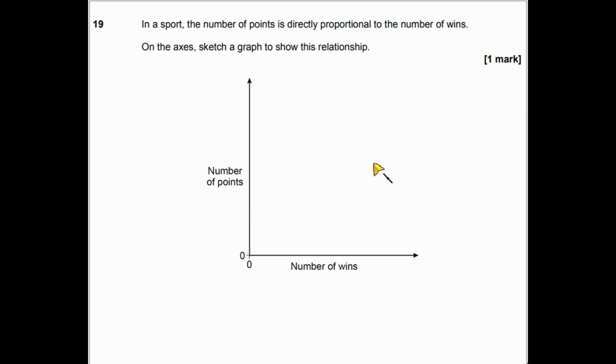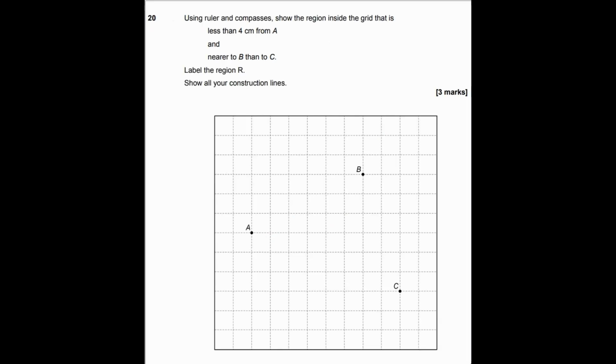Therefore, we do not know what the gradient of the line is going to be. All we know is that if you have no wins, you have no points. And if you get some wins, you get some points. And the more wins, the more points. Therefore, to answer this question, you simply need to draw a straight line from the origin with a positive gradient, which clearly shows the more you win, the more points you get. Your line can be steep, your line can be not so steep, but anywhere in the centre here will give you a correct answer.